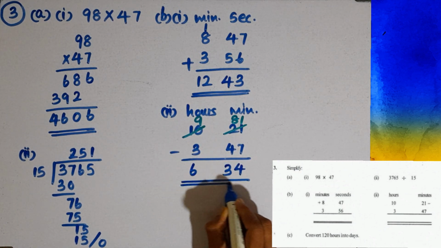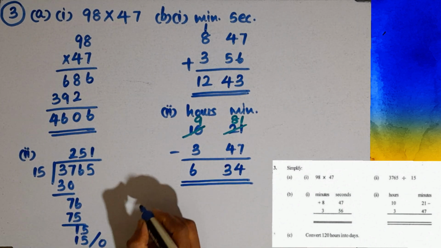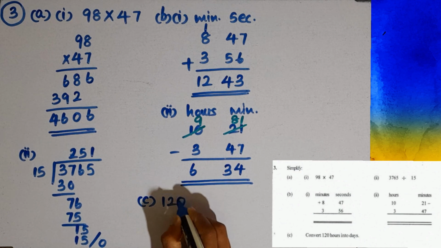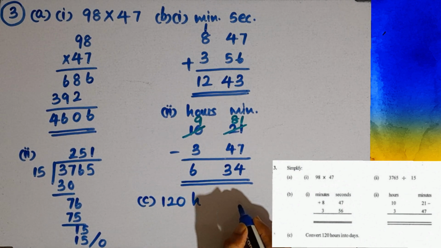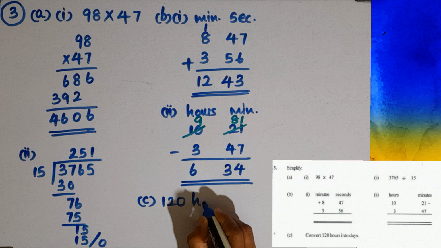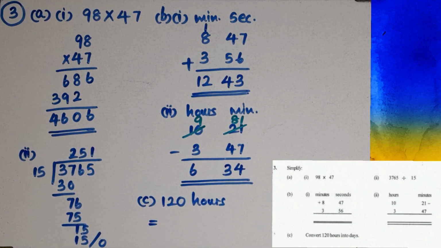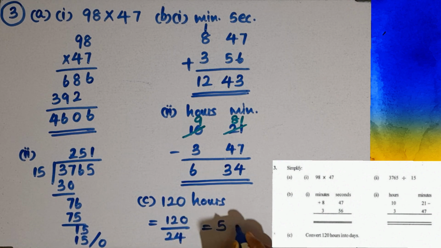6 hours, 34 minutes. Then C part, convert 120 hours into days. 120 hours. We know that 24 hours equal to 1 day. So we have to divide this by 24. 24 times 5 is 120. So this is equal to 5 days.